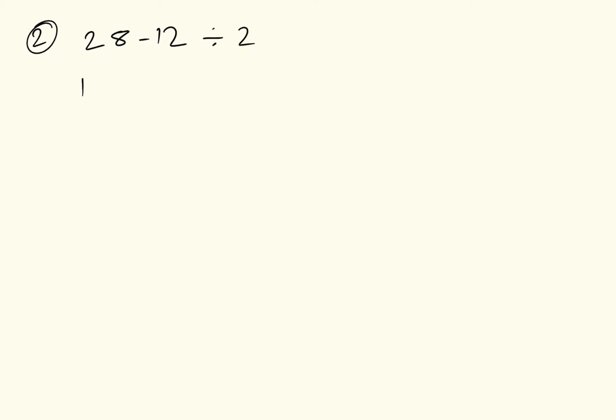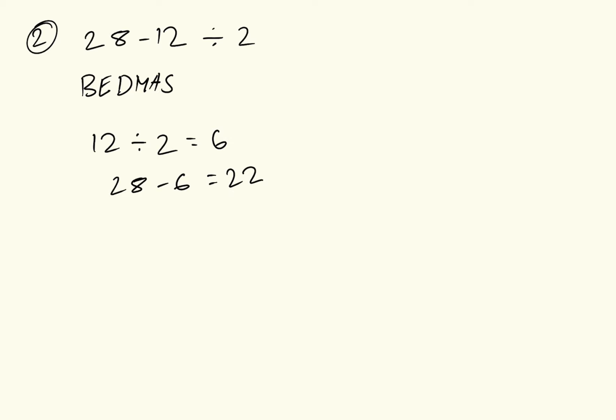Now, don't forget that BEDMAS acronym, and feel free to do this on your own, but we see that division comes before subtraction, so the way to do it would be 12 divided by 2, which is equal to 6, and then 28 minus 6, which is equal to 22. And that's your answer for that.